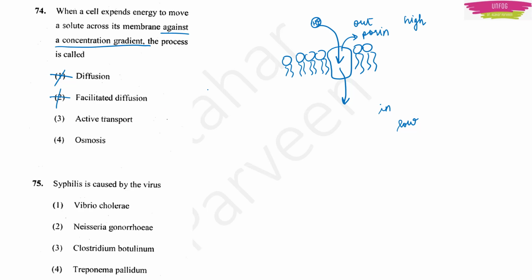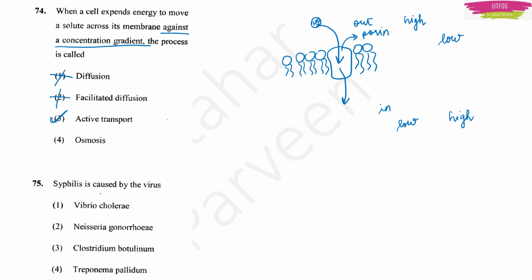In active transport, what happens is, let's take the same cell membrane. Now we have to transport the water molecule from outside the cell to inside the cell, but outside the cell the concentration of water is low and inside the cell the concentration of water is high. To do that will require some sort of energy because we are pushing against the concentration gradient, right? And ATP will be required to push against the concentration gradient. So here energy is being expended, right? So active transport will be the right answer.